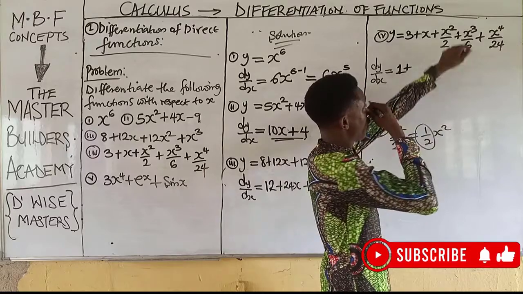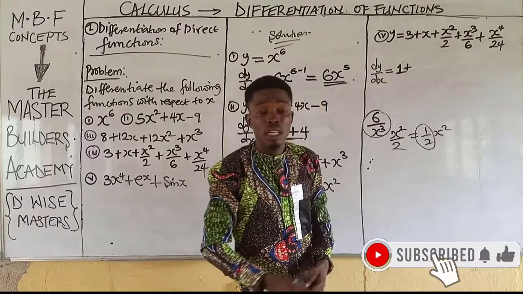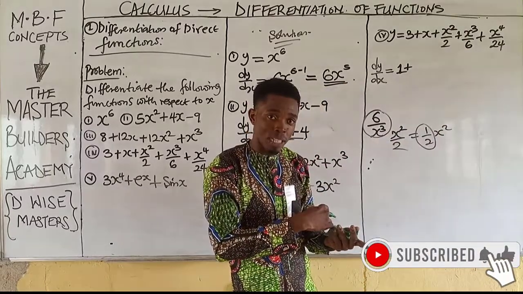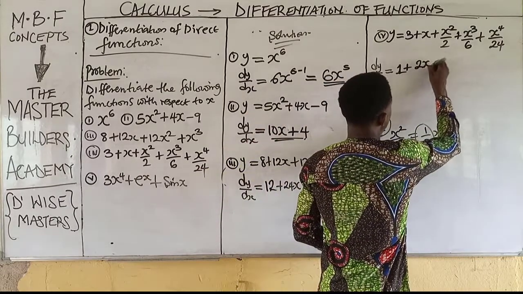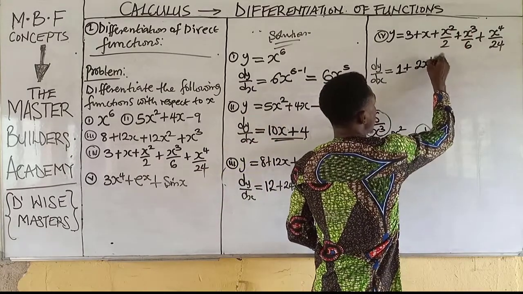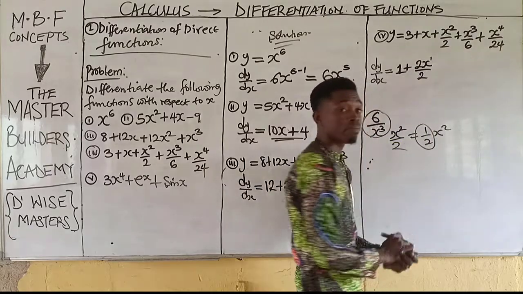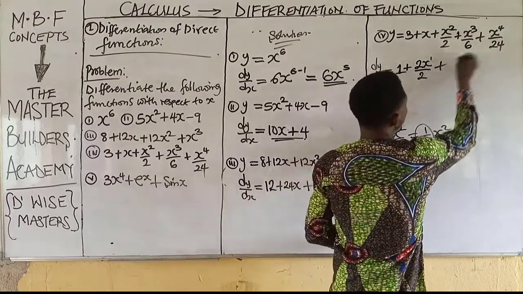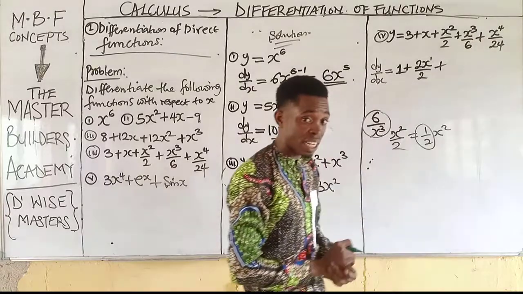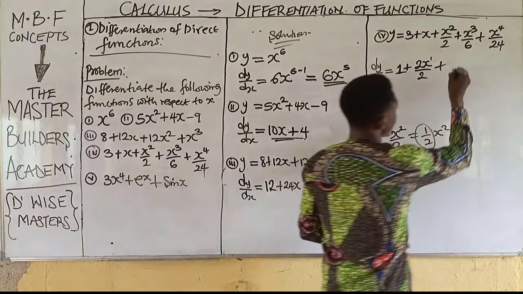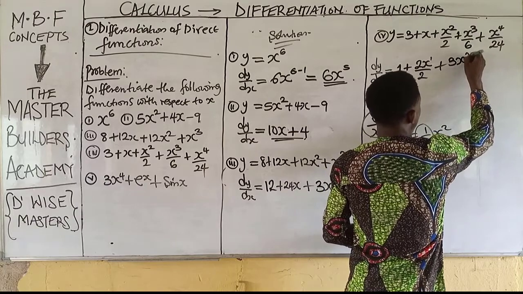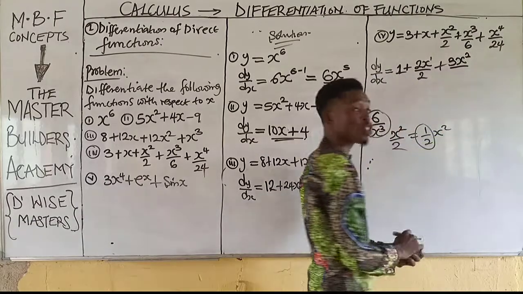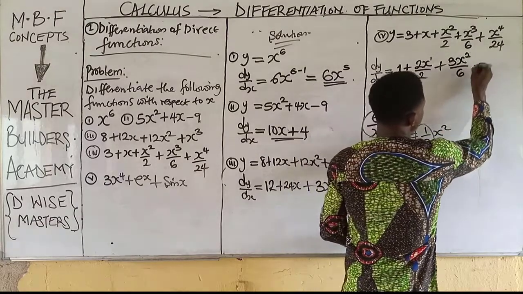Then plus, when you differentiate this x squared, the power of x will come down and become the coefficient of x. So we have this as 2x. When we reduce 2 by 1, we have 1 all over 2. Then plus, when we differentiate x raised to the power of 3, we bring down 3. Then reduce 3, which is the whole power, by 1. Then we have x raised to the power of 2 all over 6.